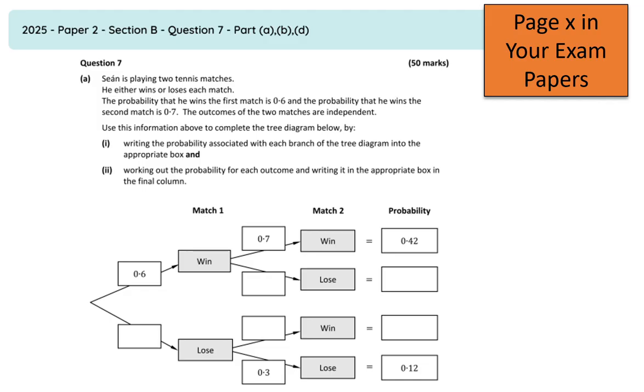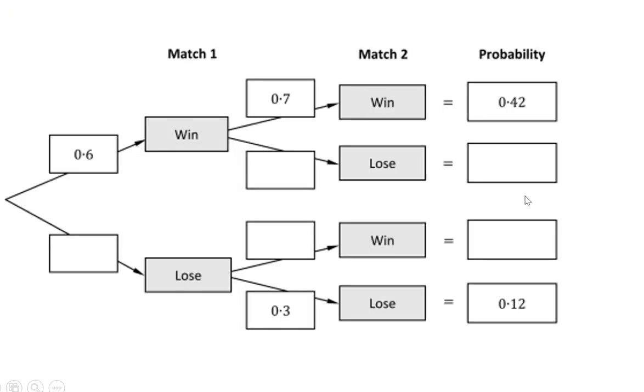They're completely independent events. So use this information, write the probabilities in the boxes and work out the probability for each outcome. In a question like this, this is page 313 in your exam papers, might be different from year to year. One of the big things here is probabilities should always sum to 1. So if he has a 0.6 chance of winning, that means he has a 0.4 chance of losing.